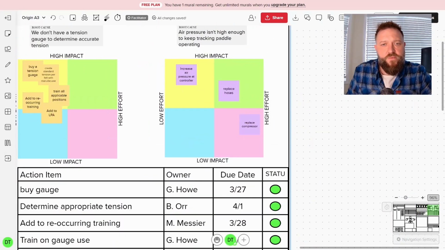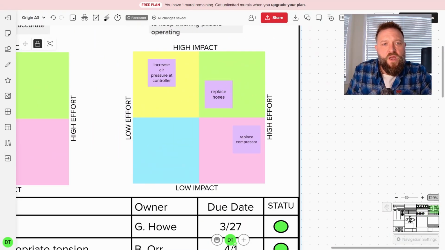Looking at the other one, we have just a few. One of them was increase the air pressure at the controller. The second one, and this is still high impact, but it's a higher effort, is replace all the hoses for potential leaks. And then we had something that would have a lower impact and is a high effort, and that would be replace the compressor. Maybe someone felt that the overall compressor pressure wasn't high enough to maintain for the plant.